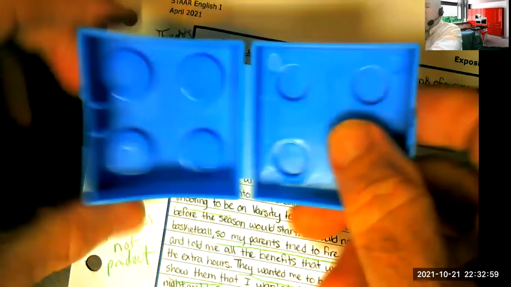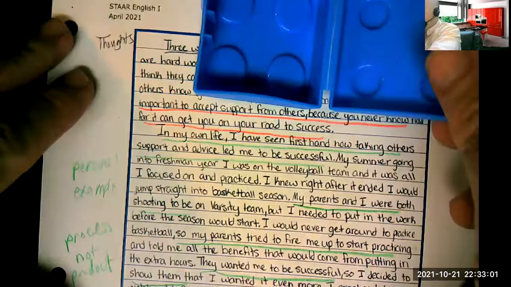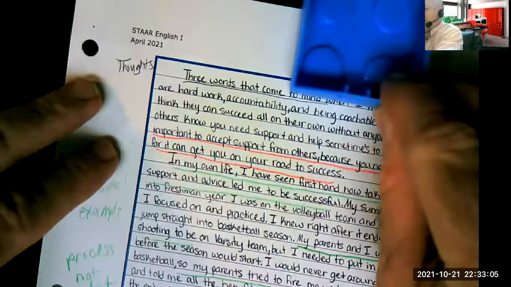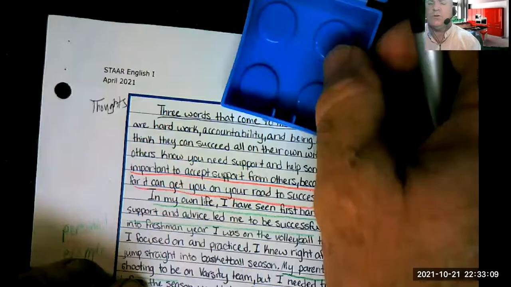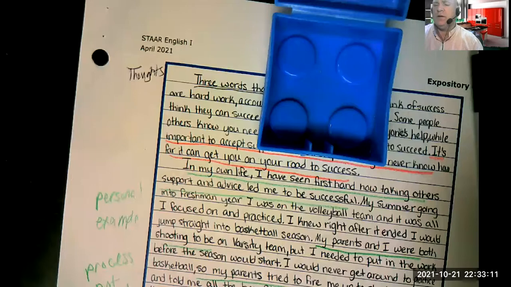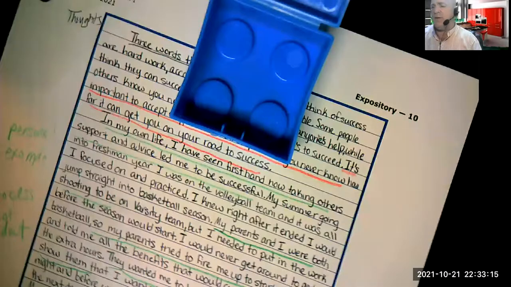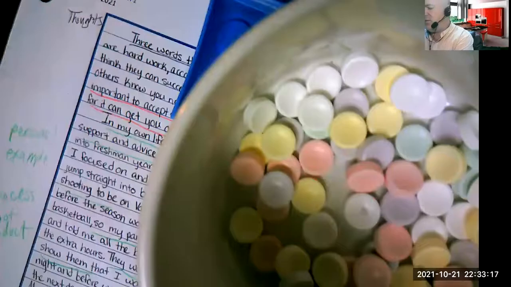And as I'm reading to you, you're going to see me for each sentence add 1 Smartie that I also got from Dollar Tree. Here's the Smarties right here. They come in packs of 25 packages for $1.